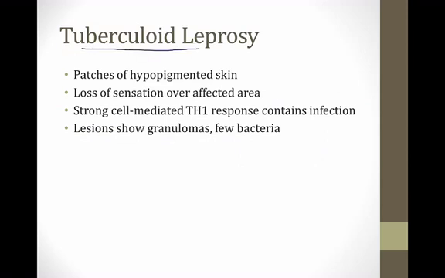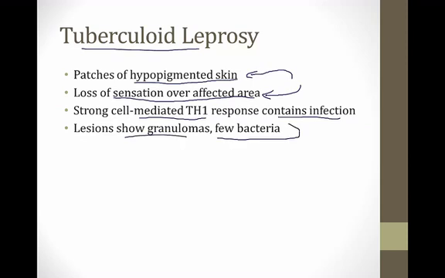So let's talk about the milder form of infection first. That's called tuberculoid leprosy. Patients with tuberculoid leprosy have patches of skin that are hypopigmented, and they've lost sensation over the affected area. So they've got an infection to the skin and the superficial nerves, just like we expect for leprosy, but it's relatively mild. It's just going to be a few areas on their body, maybe on the head. What happens in tuberculoid leprosy is the body initiates a strong cell-mediated Th1 response, and this contains the infection. You can do a skin biopsy and you'll see granulomas, but you'll see relatively few bacteria because they're being held in check by the strong cell-mediated Th1 response.